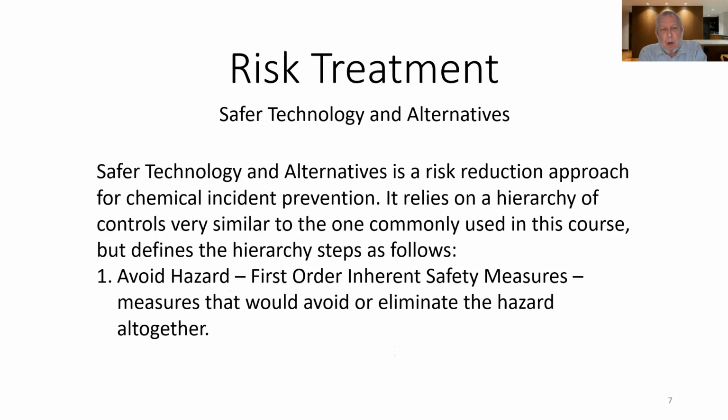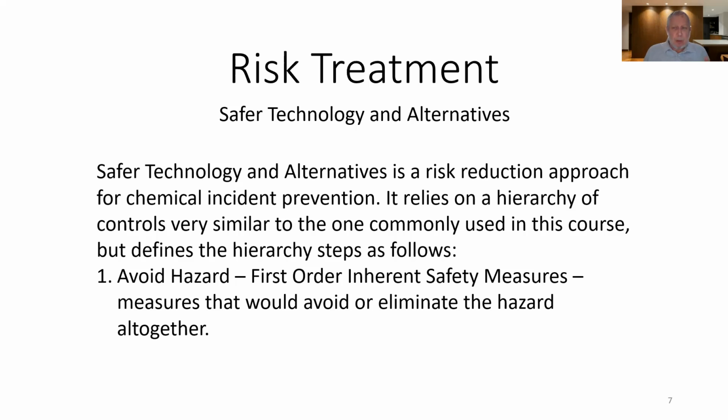Now, one risk treatment is called safer technology and alternatives. This is kind of like another version of the hierarchy of controls. We'll look at it a little bit and you'll see the resemblance. Safer technology and alternatives is a risk reduction approach for chemical incident prevention. It relies on a hierarchy of controls very similar to the one commonly used in this course, but defines the hierarchy steps as follows. Number one, avoid hazard. The first order inherent safety measures, measures that would avoid or eliminate the hazard altogether.